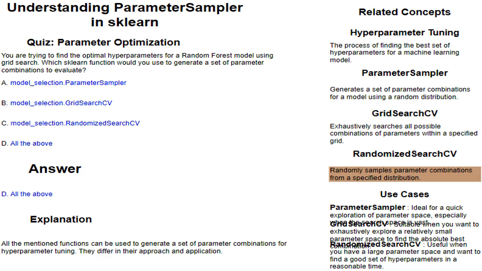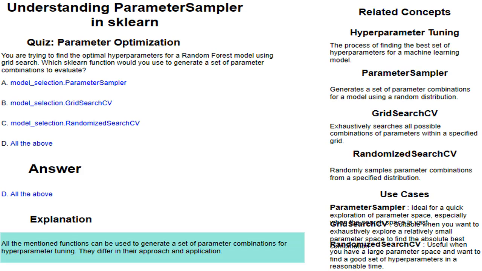Randomly samples parameter combinations from a specified distribution. True. RandomizedSearchCV randomly samples combinations from a distribution. It is less computationally expensive than GridSearchCV and often finds good enough parameter combinations quickly.